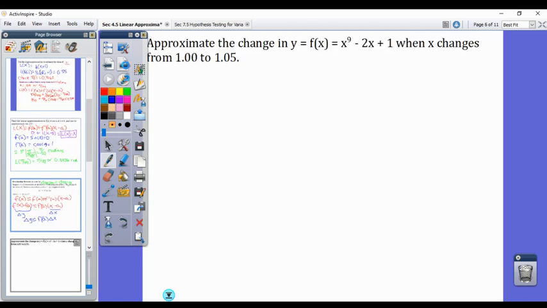So we are going to approximate the change in y, which equals f of x, and the function is x to the ninth minus 2x plus 1, as x changes from 1 to 1.05. Okay, so let's find the derivative. And that is equal to 9x to the 8th minus 2. Okay. All right, now we need to figure out what the change in x is.